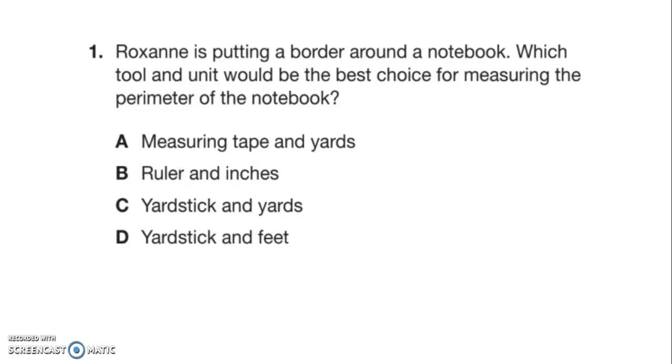C, yardstick and yards. Well, I don't know how big this notebook is, but a yardstick's pretty big, so I don't think this notebook is going to be several yards big. That just seems to be too much. And then D, yardstick and feet, again, just seems a little too big. So the correct answer is B, ruler and inches.